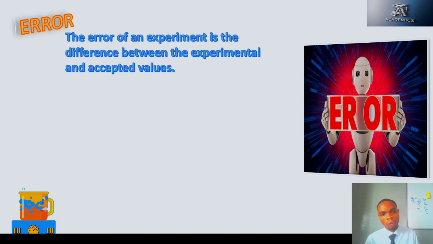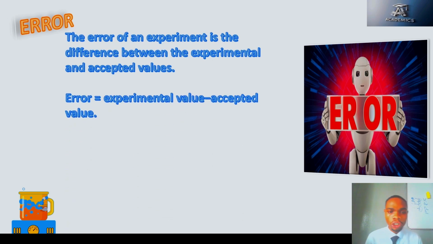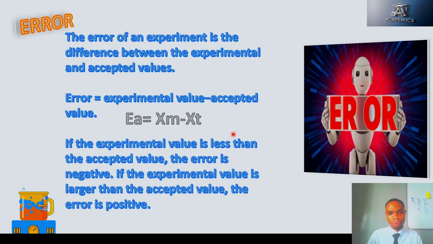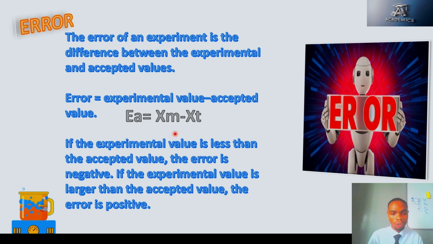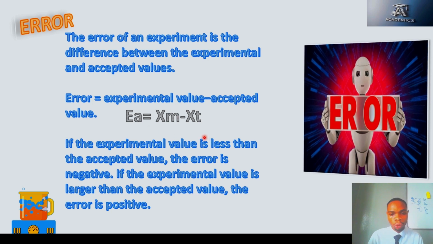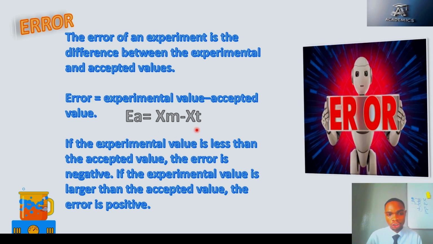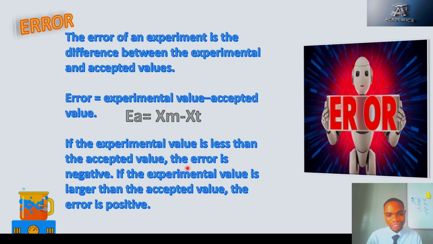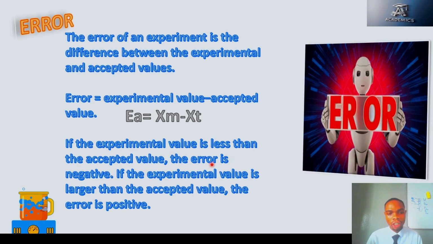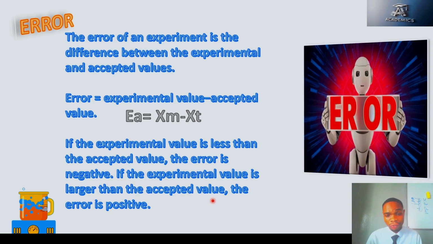So let's talk about error. Error is just the difference between what you measured and what is acceptable. This is the formula for error. We call this absolute error. You can see it is the difference between what you measured and what is accepted as the true value. If the experimental value is less than the accepted value, the error is negative. If the experimental value is larger than the accepted value, the error is positive.